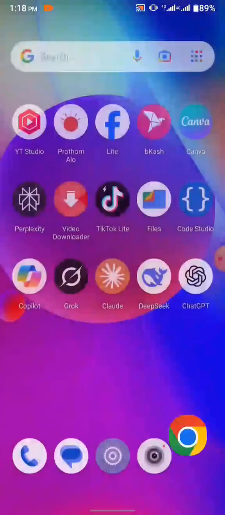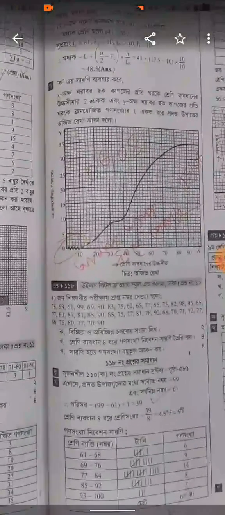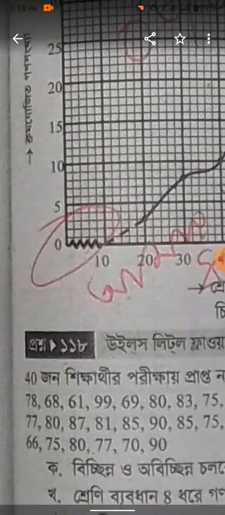Now I would like to see the scalings. Along the x-axis they have taken like what? 5 smallest squares for 10 units. And along the y-axis it is 1:1. So let's do that.